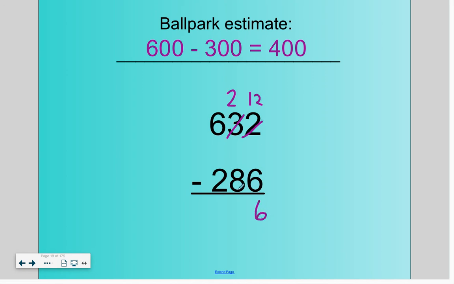Again, in our tens column, can we take 8 away from 2? No. So we have to borrow from our 6, make it a 5, and this 2 becomes a 12. Now we can take away 8 from 12. So 12 minus 8 is 4. 5 minus 2 is 3.